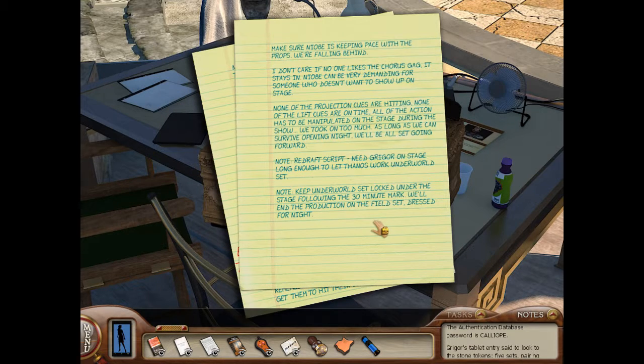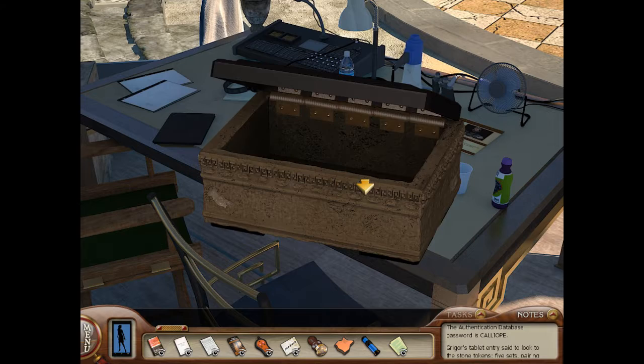Note, redraft script. Need Gregor on stage long enough to let Thanos work Underworld set. What? Note, keep Underworld set locked under the stage. Following the 30-minute mark, we'll end the production on the field set, dressed for night. Okay. Plotting.